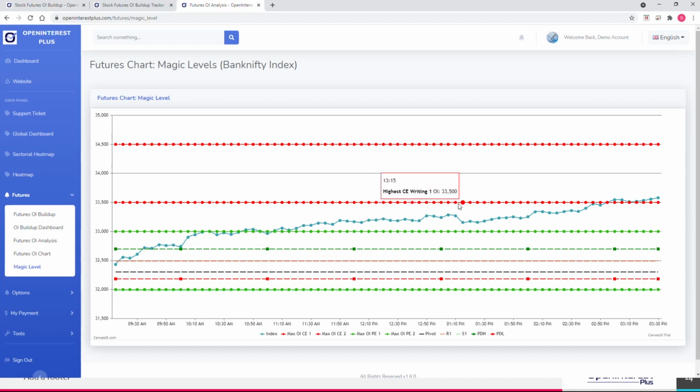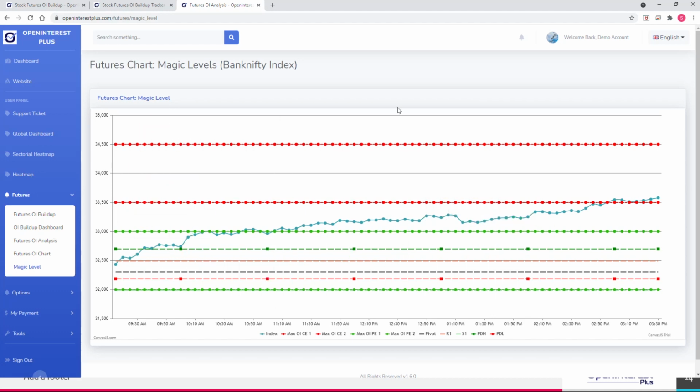Like I said earlier, the highest call writing as well as put writing was at 33,000. Closer to market close, they moved this level, they covered their shorts, and the highest C writing has now moved to 33,500. So we'll just have to wait and watch what happens on the 18th.